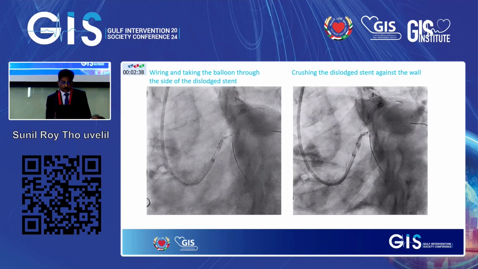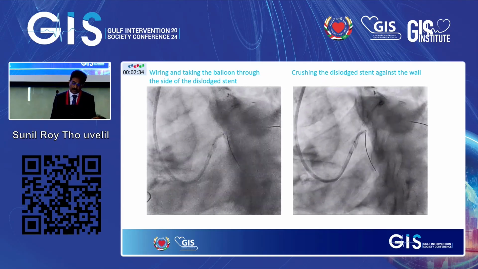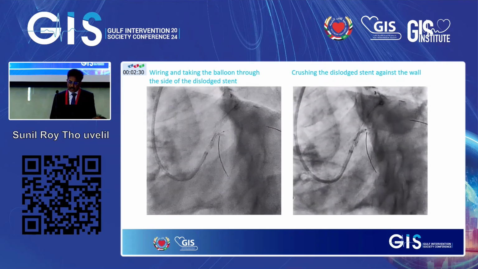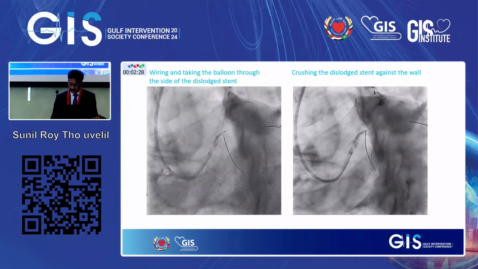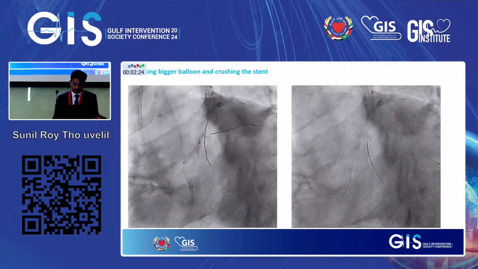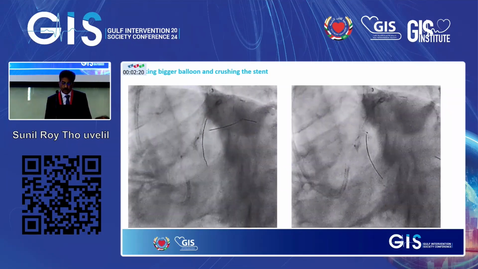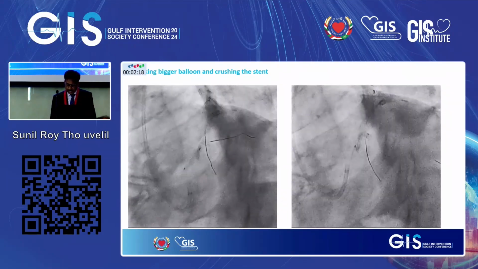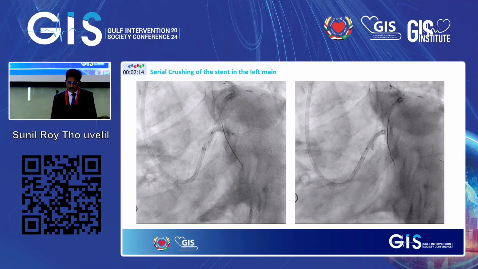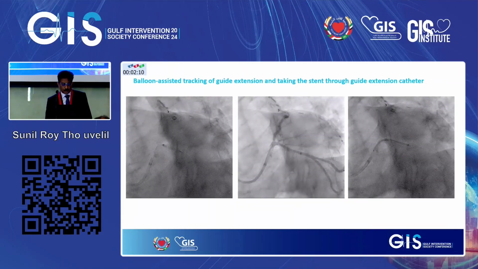We initially secured a safe wire, wired the LCX through the side of the stent, then tried to pass a small balloon and crushed the stent initially at the ostium. Then again we tried to pass bigger balloons. Initially it was difficult, but with difficulty we could pass bigger balloons and crush the stent in the ostium, and again after that in the left main.